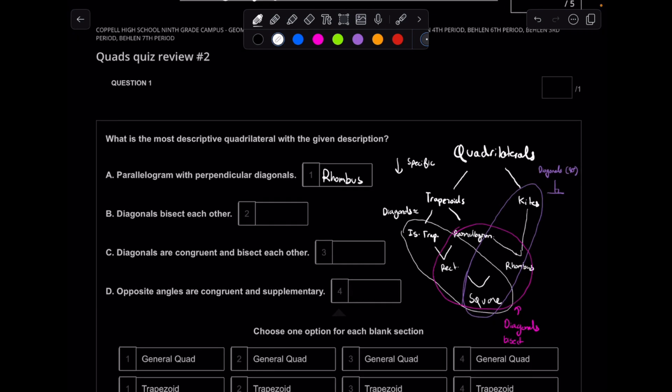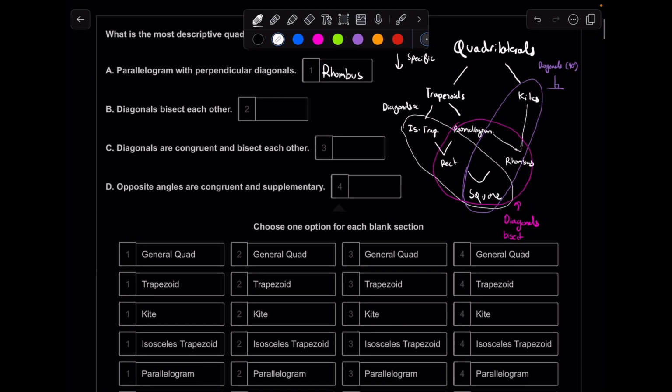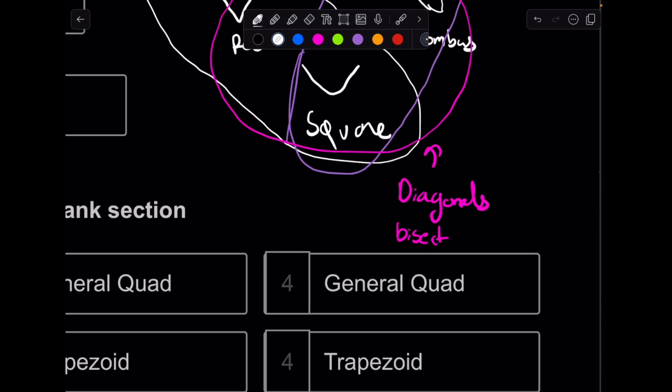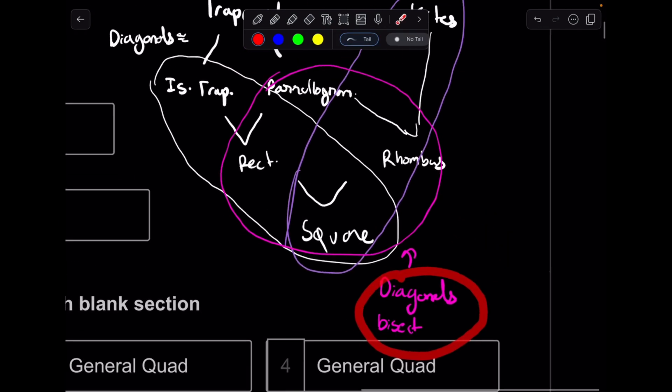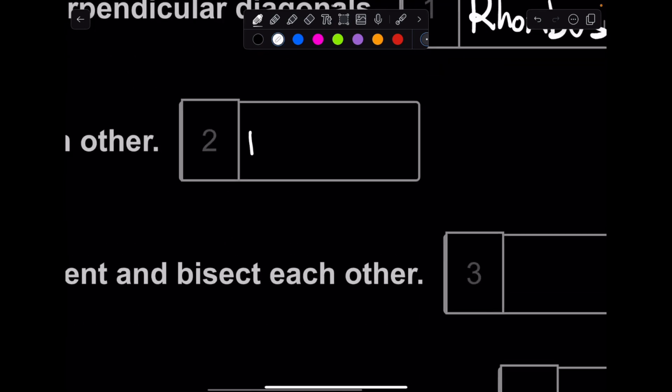Okay, next problem. Diagonals bisect each other. Well, we looked over here. Diagonals bisecting each other, this property is found right over here at the start of parallelograms. So look at parallelograms.